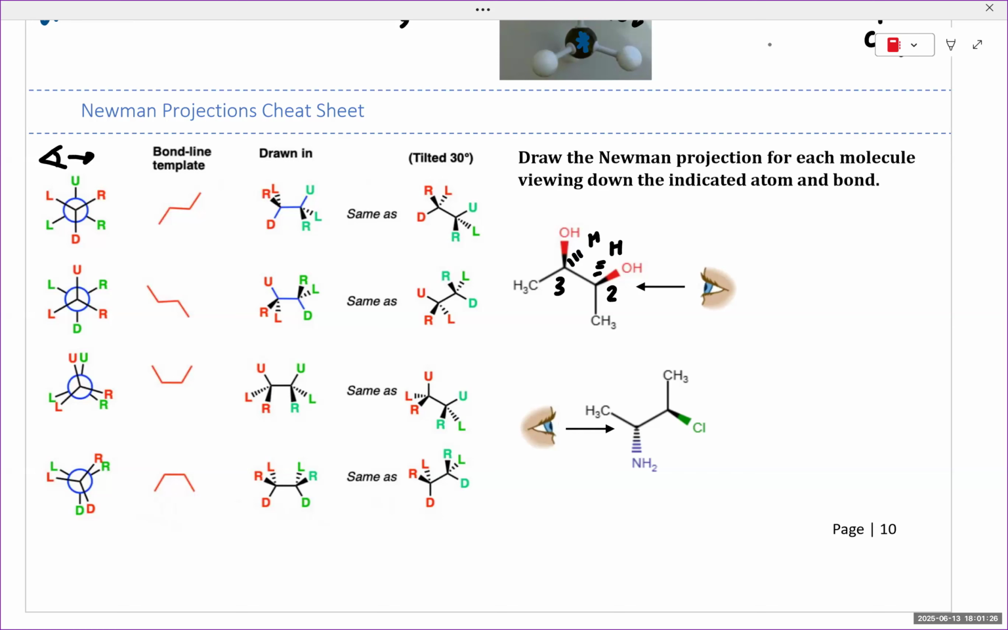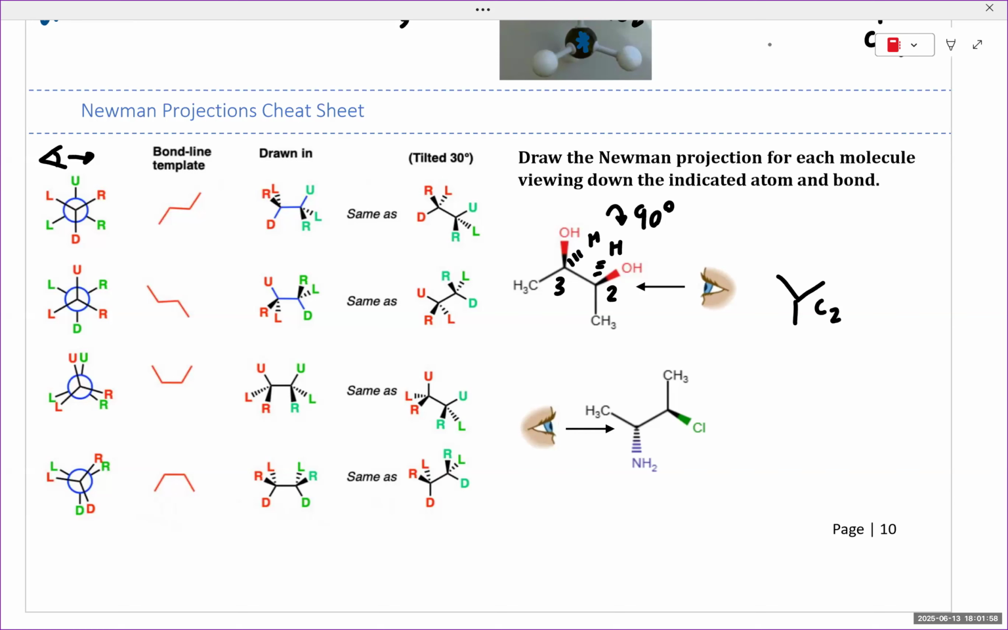So, first and foremost, if we're looking down this bond, we're going to rotate this structure 90 degrees. And I'm going to show you what this looks like on pen and paper. I would like you to make a model and do this manipulation using your model kit, just like we've discussed earlier. So in this case, if we rotate this structure 90 degrees to the right, we have carbon 2 in front.